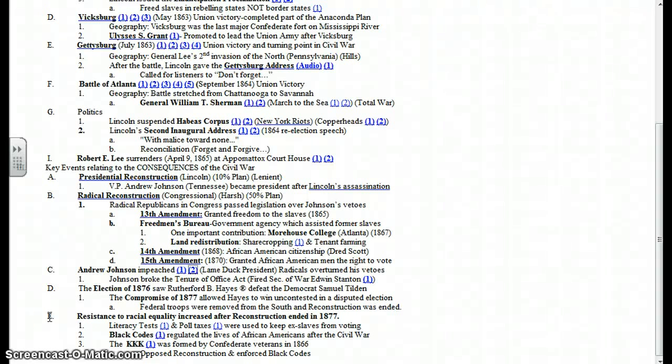Unit 6, Section 3, key events relating to the consequences of the war. I want to talk now about the election of 1876.